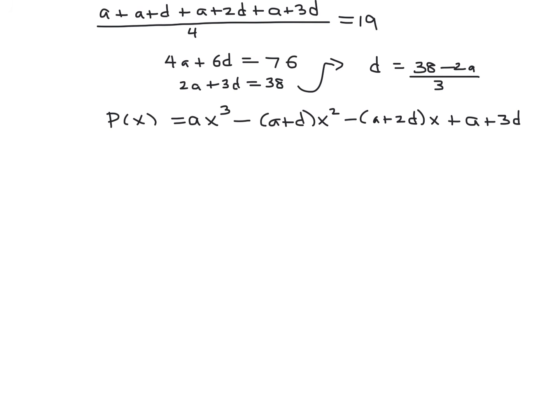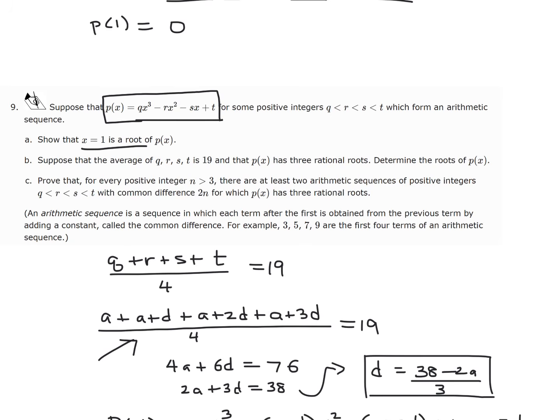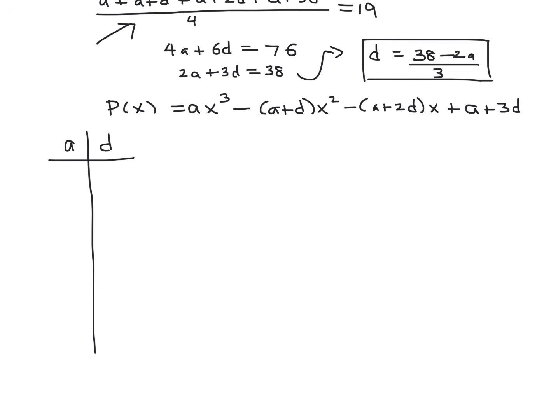Now I think I'm just going to use this and get integer solutions for a and d. And I think that's the whole point of them giving us this. Remember that the average is 19. They wanted us to get a relationship between a and d. And they're positive numbers. Let me just go back and double check that. Yeah, they're all positive integers. So we have to find integer solutions to this equation that give us positive integers.